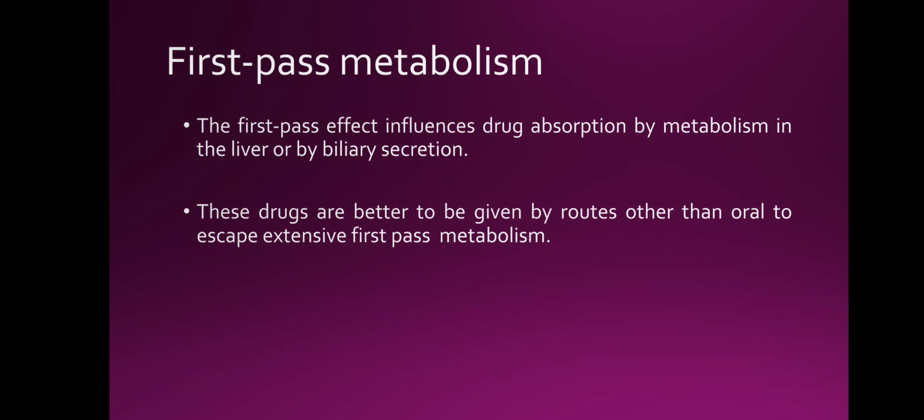First pass metabolism. The first pass effect influences drug absorption by metabolism in the liver or biliary secretions. When you take a drug by oral route, it goes to the portal vein, to the liver, which has enzymes that will face the drug. They will digest some of the dose you take.